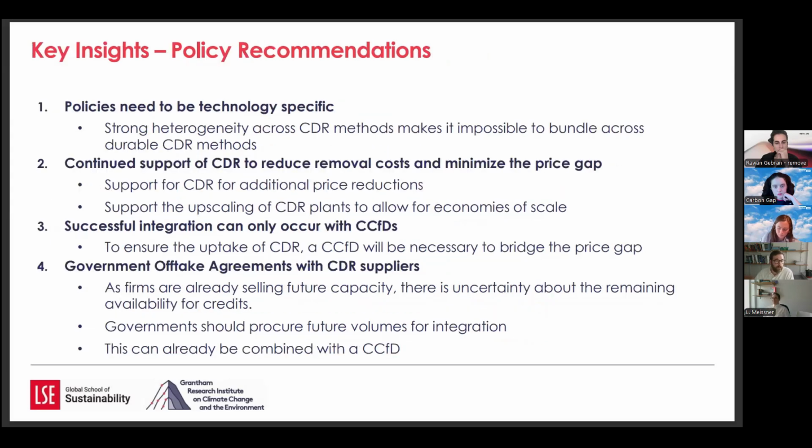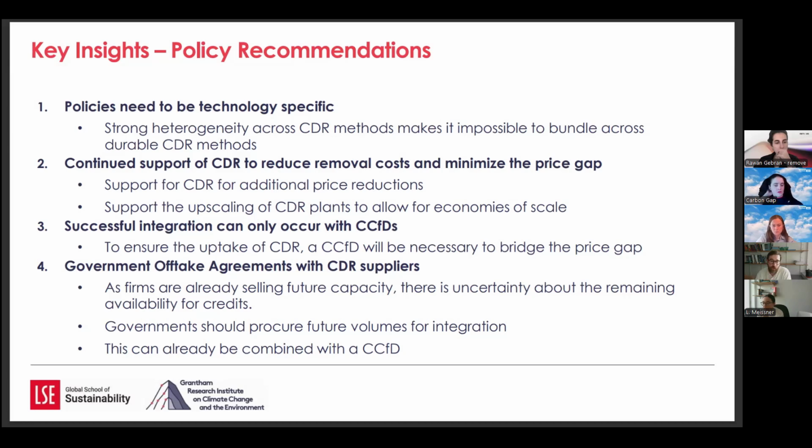Next slide. So in terms of what this means for policymakers: we observe strong heterogeneity across the CDR methods. Policies that bundle and aren't tailored towards the specific characteristics of those methods are unlikely to scale CDR. So we need policy-specific mechanisms that recognize the different characteristics, in terms of cost, but also storage duration and technological maturity. Continued support of CDR to reduce costs and minimize this price gap is absolutely essential. Support for CDR can be used to allow for economies of scale and reduce the difference in cost between allowance prices and the cost of deploying these technologies.